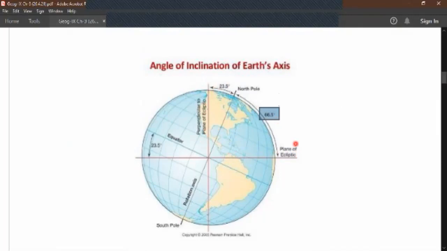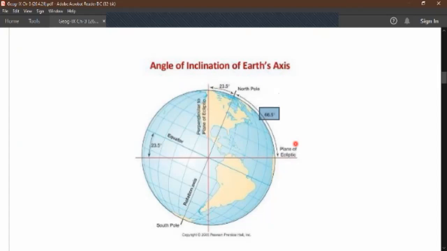The Earth completes one rotation from west to east in 23 hours, 56 minutes, 4.09 seconds. This period is termed as the sidereal day. Students, the speed of Earth's rotation at the equator is 1660 kilometers per hour, and the speed decreases towards the poles.